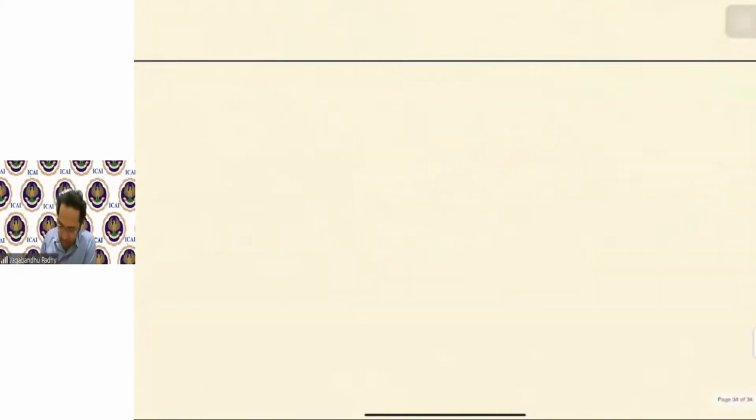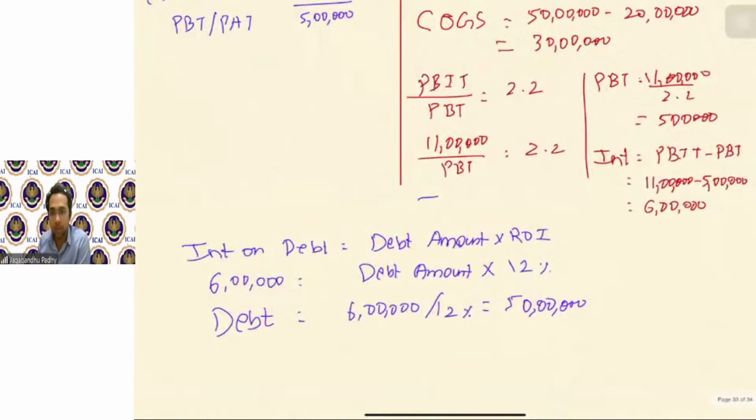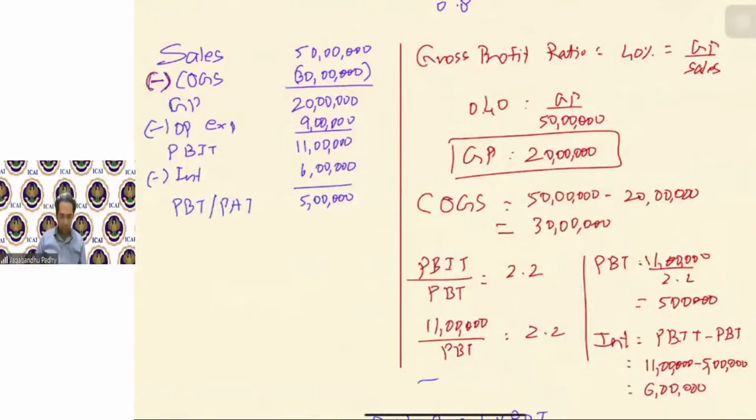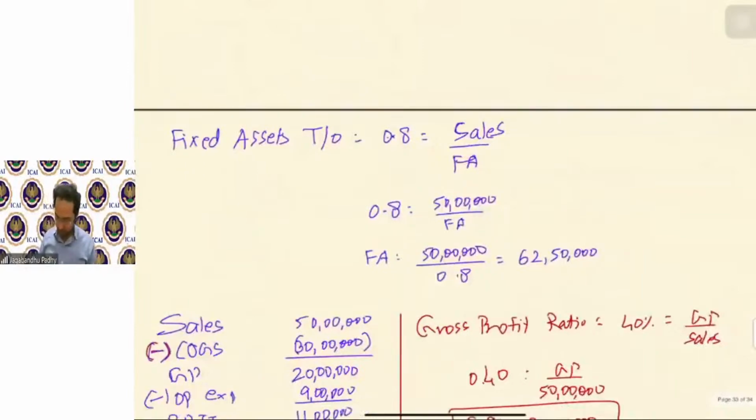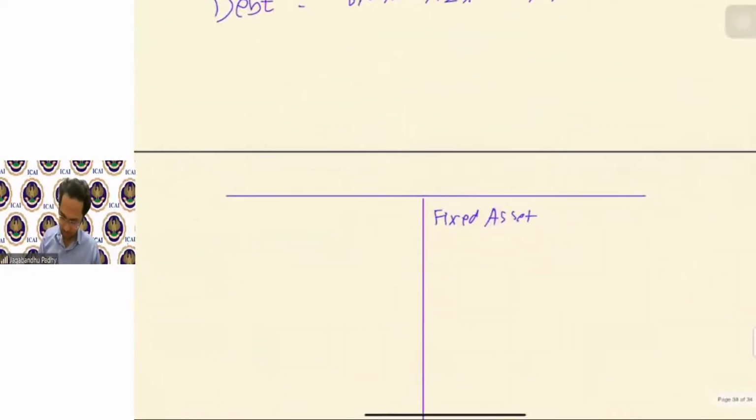Now let's prepare the balance sheet and try to fill up the maximum values, whatever is available, and then see if there are any balancing figures to be obtained. We need to have fixed assets. Now, what will be the amount of fixed assets? Did we compute the fixed asset? Yes, 62 lakh 50,000 is the amount of the fixed asset.